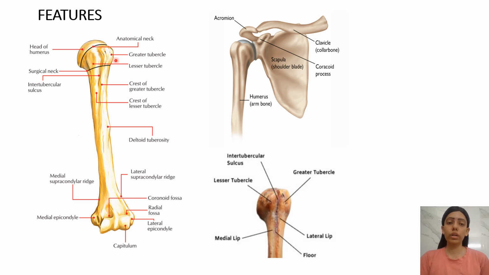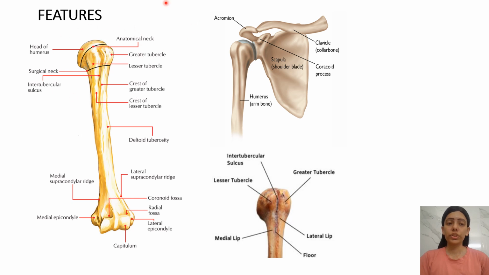The greater tubercle is an elevation that forms the lateral part of the upper end, and its posterior surface is marked by three impressions, that is upper, middle and lower. Then there is a groove in between the greater tubercle and lesser tubercle which is known as the intertubercular sulcus or bicipital groove. This intertubercular sulcus has the lateral lip and here is the medial lip.